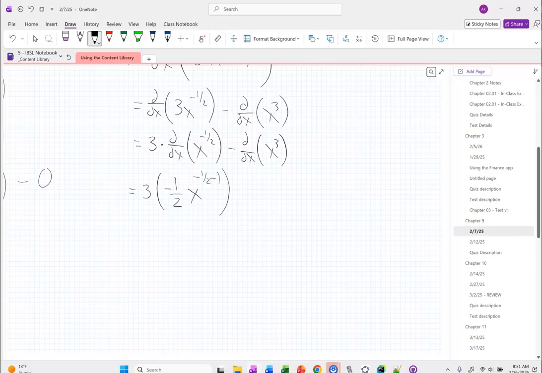I'm going to write out more work than we would be at this point. And the derivative of x cubed is 3x to the 3 minus 1.